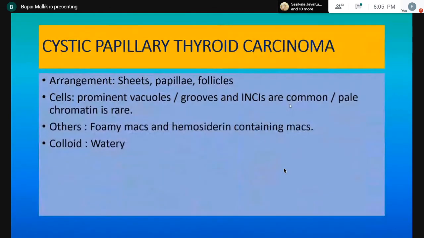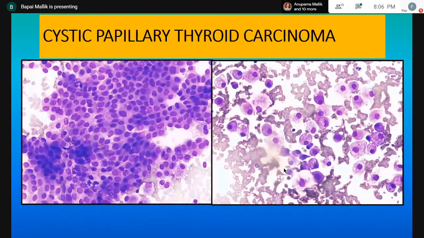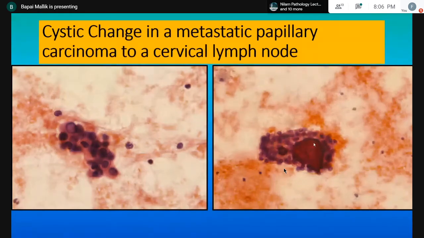Next, the cystic papillary thyroid carcinoma. The cells may be arranged in sheets, papillae or follicles. Prominent vacuoles and intranuclear inclusions, fortunately, are very common, but pale chromatin is not that common. Lots of foamy macrophages, lots of hemosiderin-laden macrophages, and a watery colloid once again. So be careful about that. So this is a cystic papillary carcinoma. You've got these papillary carcinoma cells, elongated cells with some degree of chromatin change, which suggests papillary thyroid carcinoma. Lots of foamy macrophages, some of them can actually show inclusions. But this is a particular entity which we should all be very, very careful about.